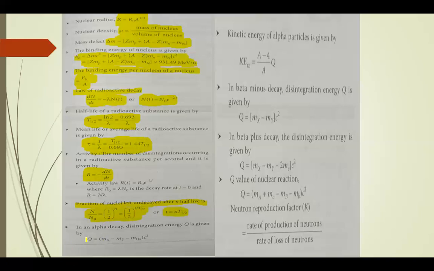So alpha decay is nothing but disintegration, however the total energy disintegrating. Next, in the case of kinetic energy of alpha. Next, beta. And the neutron reproduction factor is nothing but the rate of production of neutrons divided by the rate of loss of neutrons. That is very, very important. So these are the few points you have to remember in the case of the nuclei topic. Please make a note of this.